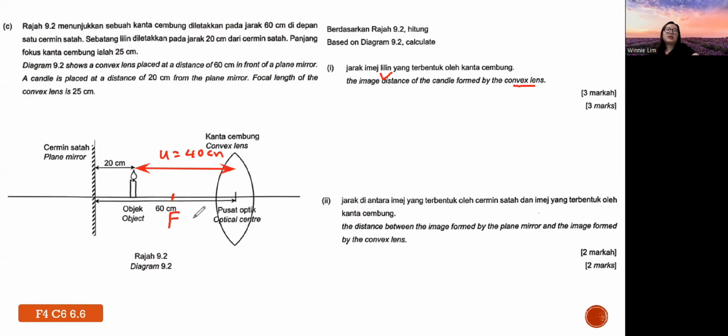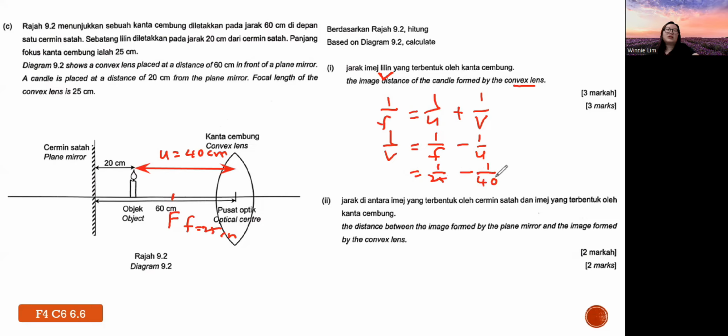So I have a focal length of 25 cm, an object distance of 40 cm, and the image distance is what I want to find. So I will use the lens formula: 1/F = 1/U + 1/V. Now I want to find 1/V, so it's 1/F minus 1/U. So F is 25, and U is 1 over 40. You will have 1/V equals to, press the calculator.